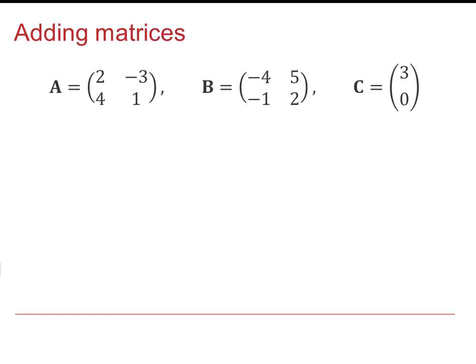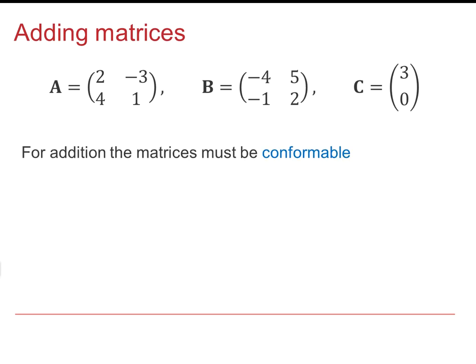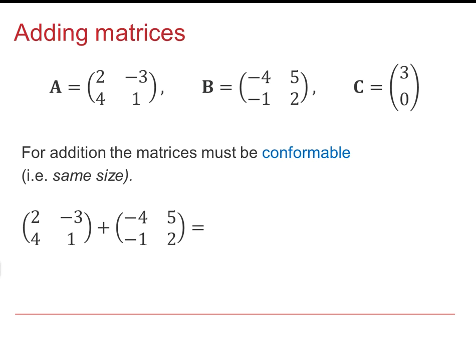When it comes to adding matrices, the matrices have to be what is called conformable. For addition, that means that they must be the same order or same size. So it's possible for us to add A and B together, but we wouldn't be able to add B and C, for example. Now when it comes to addition, it's a very straightforward process. We simply add together the corresponding elements in each of the matrices.